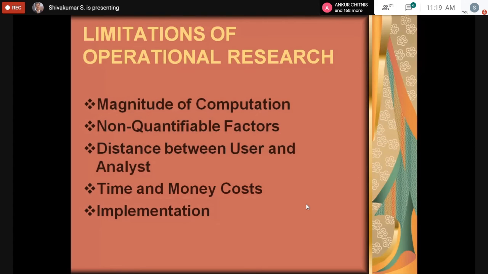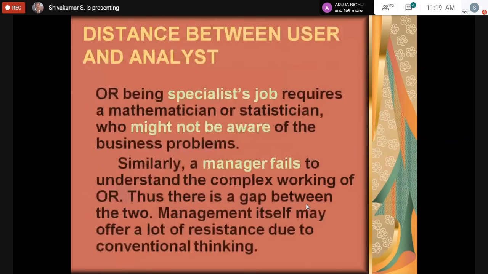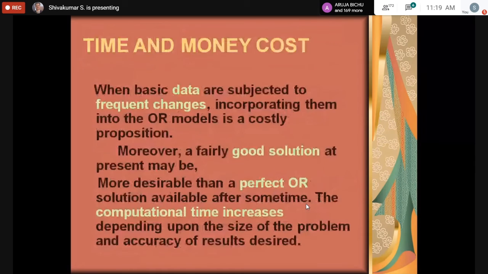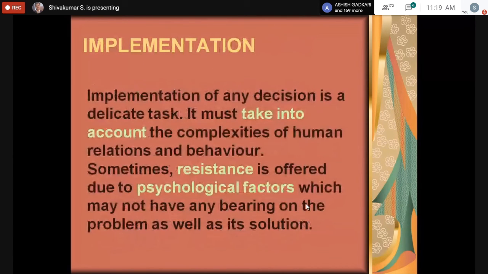Third, the distance between user and analyst. Because the decision maker, the user, is different from the person who codes, and there are time and money costs, and implementation is a difficult thing. These are the limitations of OR. Implementation is difficult because implementation of any decision is a delicate task. It must take into account the complexities of human relations and behavior.